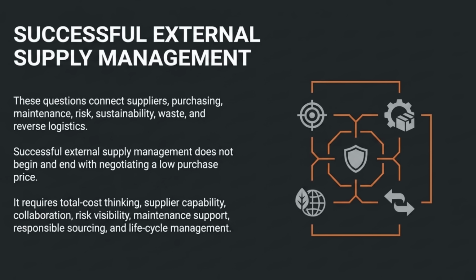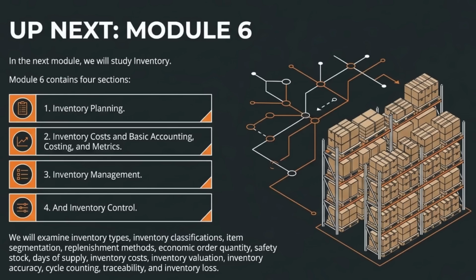Successful external supply management does not begin and end with negotiating a low purchase price. It requires total cost thinking, supplier capability, collaboration, risk visibility, maintenance support, responsible sourcing, and lifecycle management. In the next module, we will study inventory.